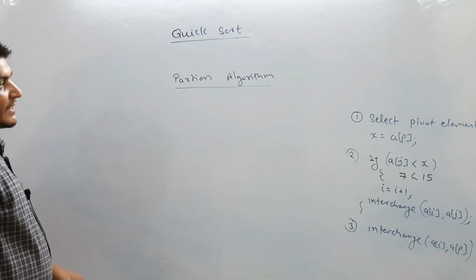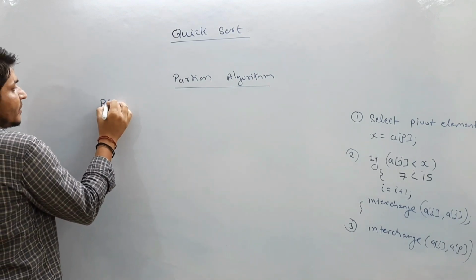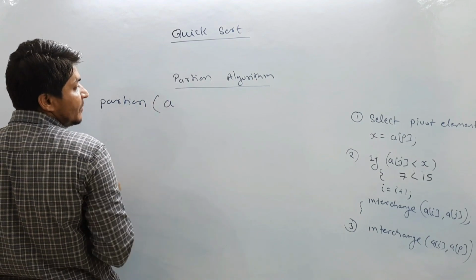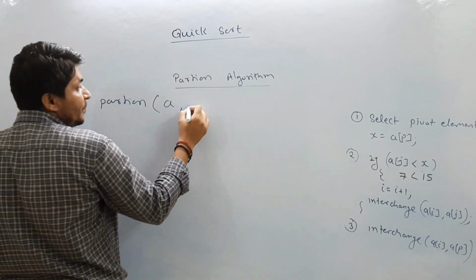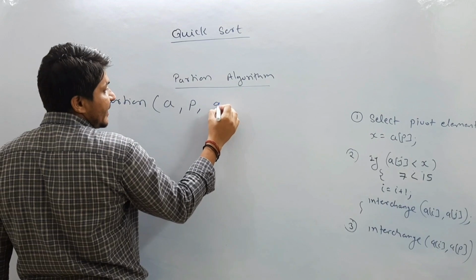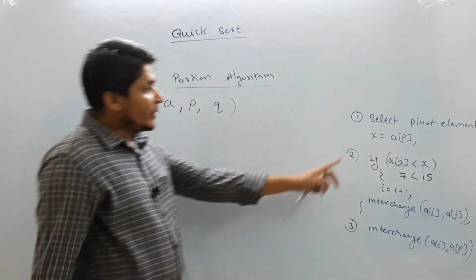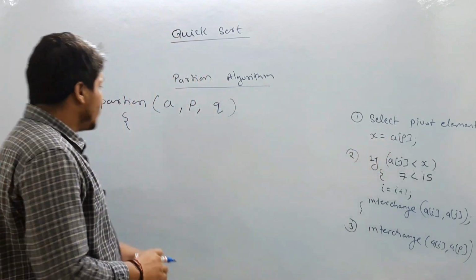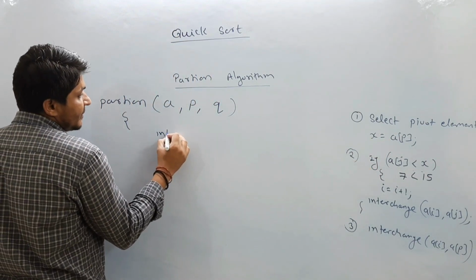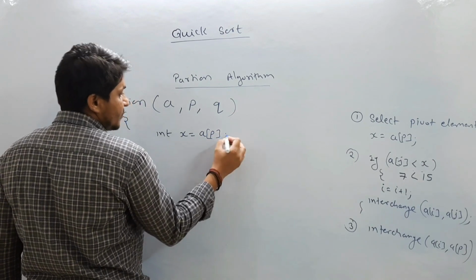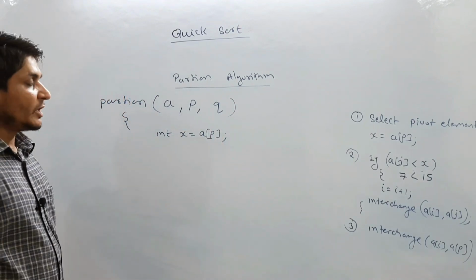So in the first step, partition means what? We are doing partition of the array. So A will be the input, A means array. Now p is the starting index, q is the last index. Now in the first step, we are assuming the first element as a pivot element. So let us write int x equal to A of p. So now we are assuming the first element as a pivot element.